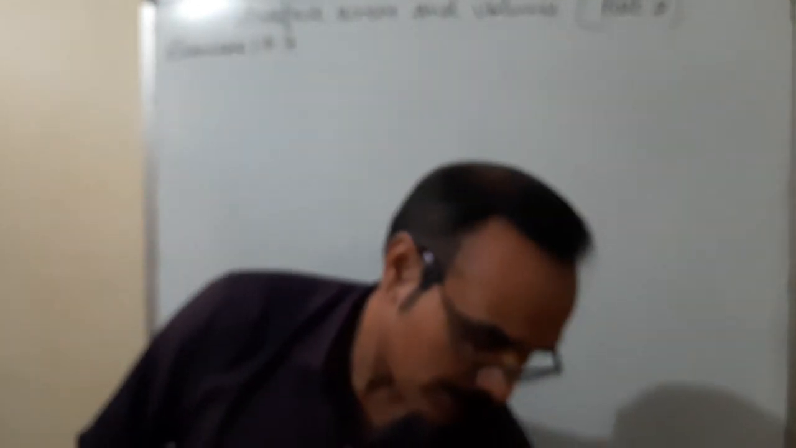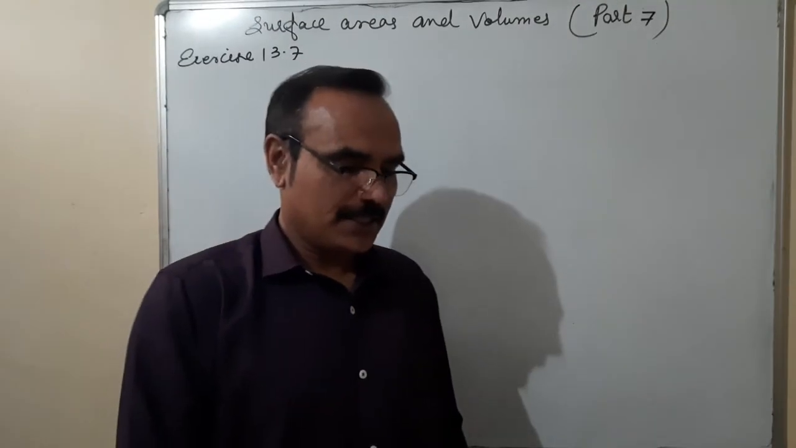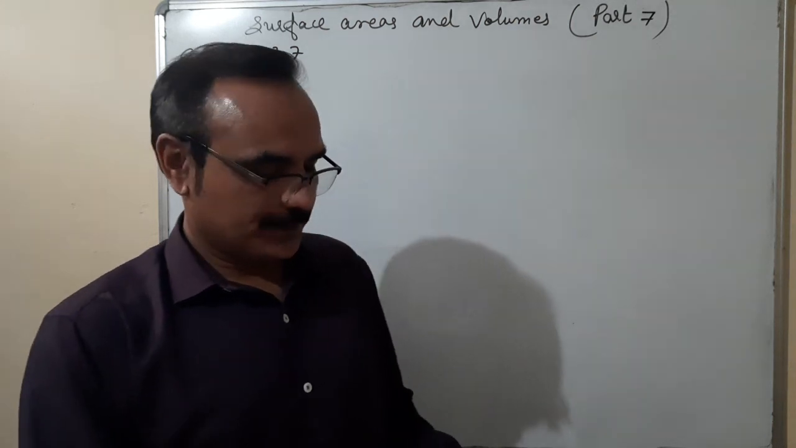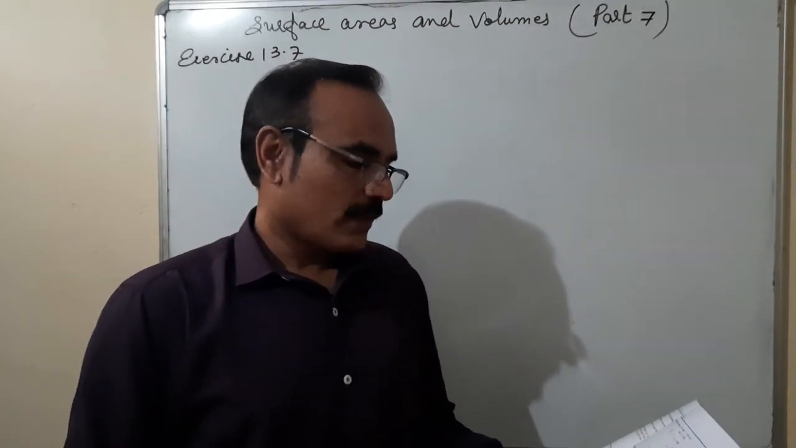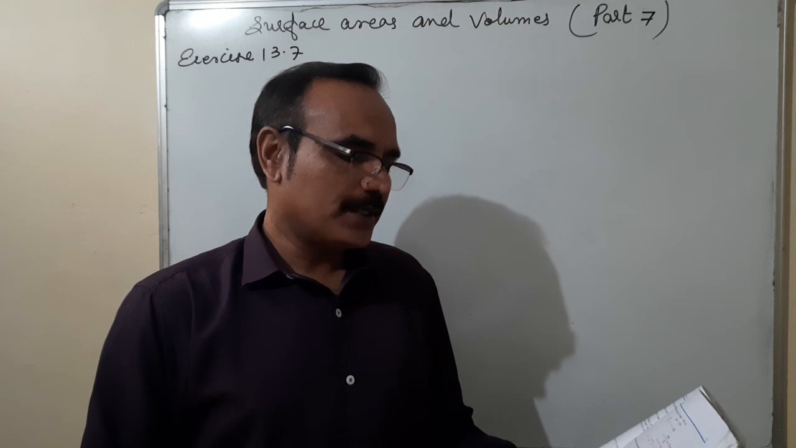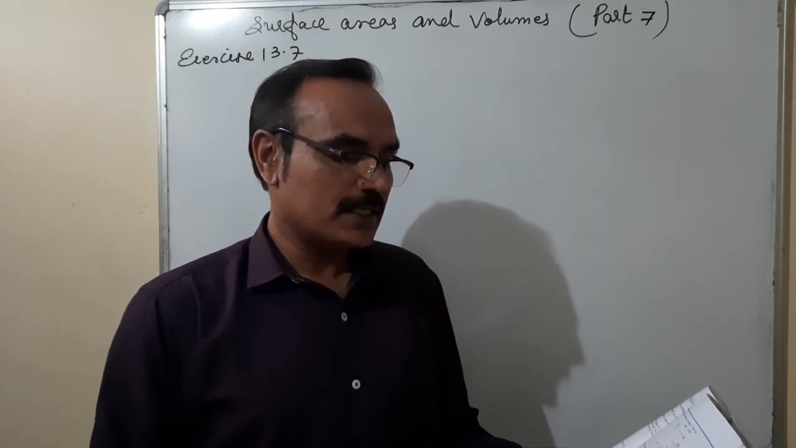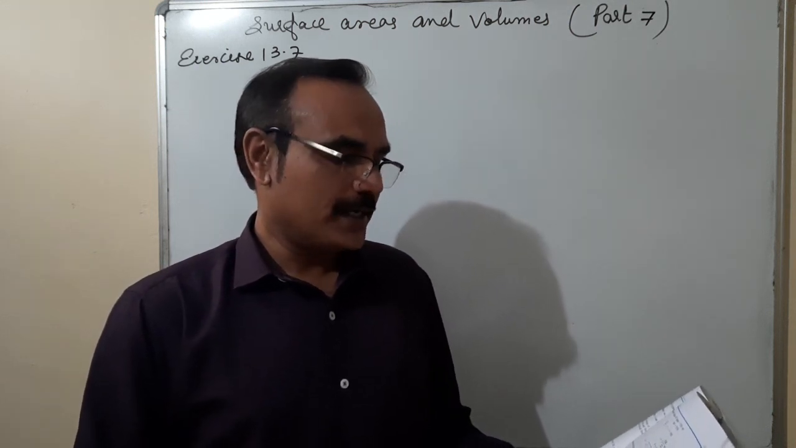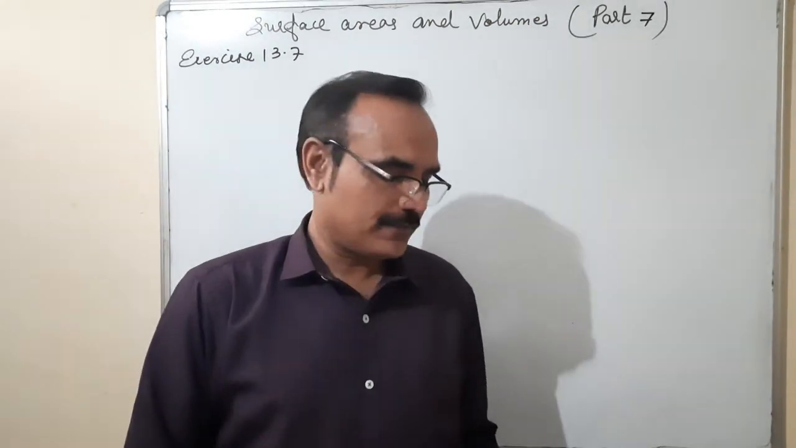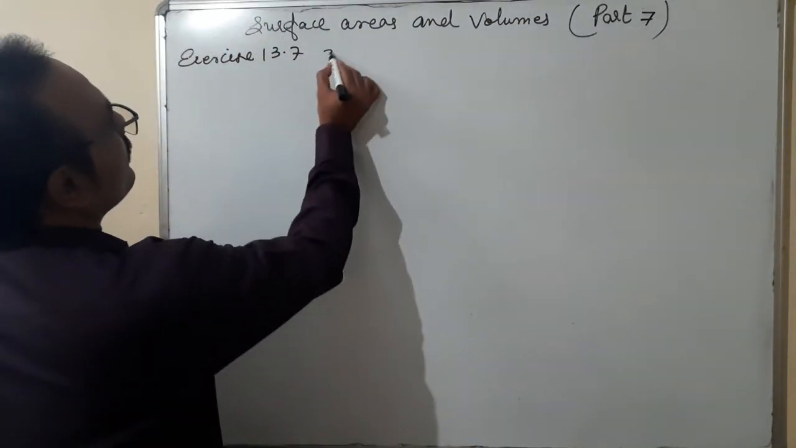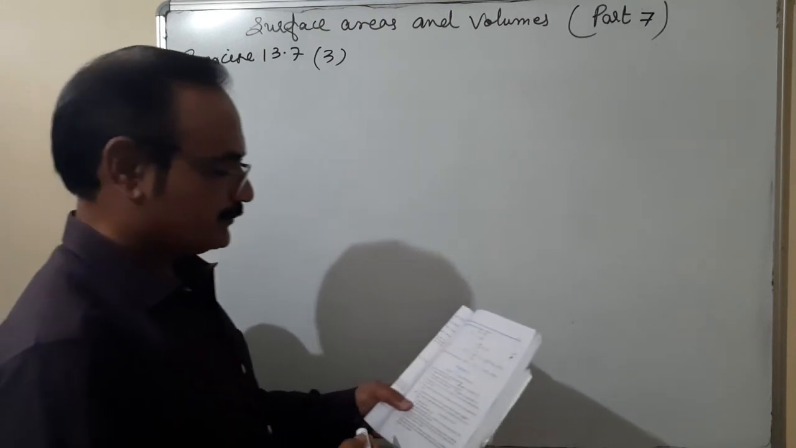After that, we're taking question number 3 of exercise 13.7. Third question: the height of a cone is 15 centimeter and its volume is 1570 centimeter cube. Find the radius of the base. Use pi is equal to 3.14. Question number 3.